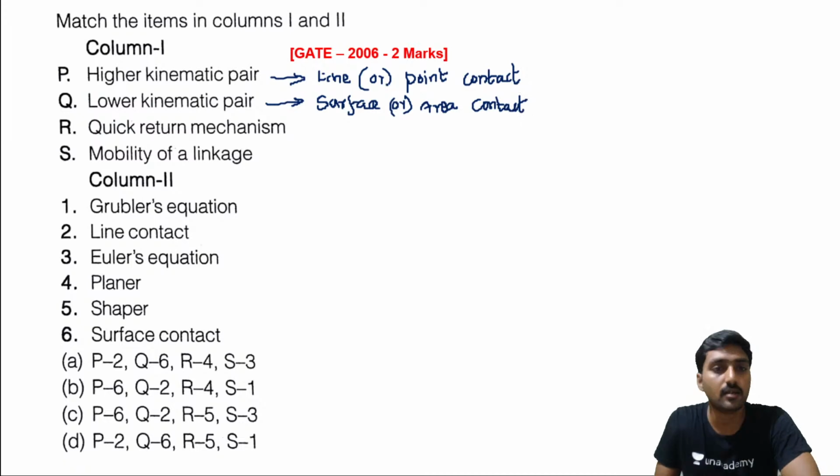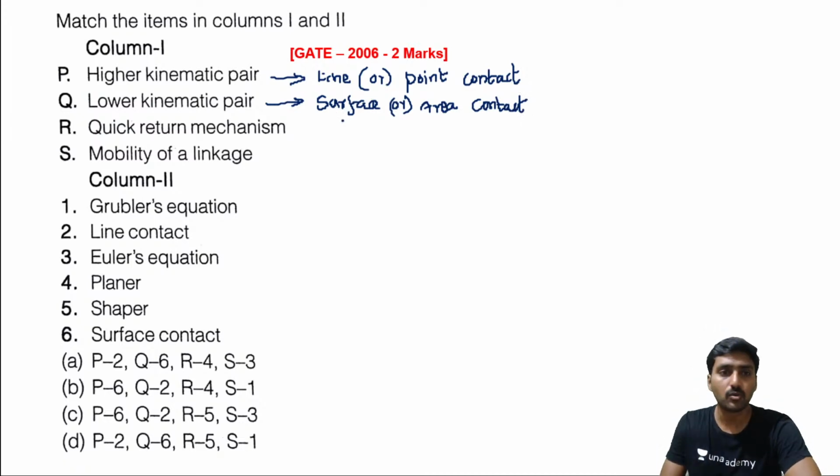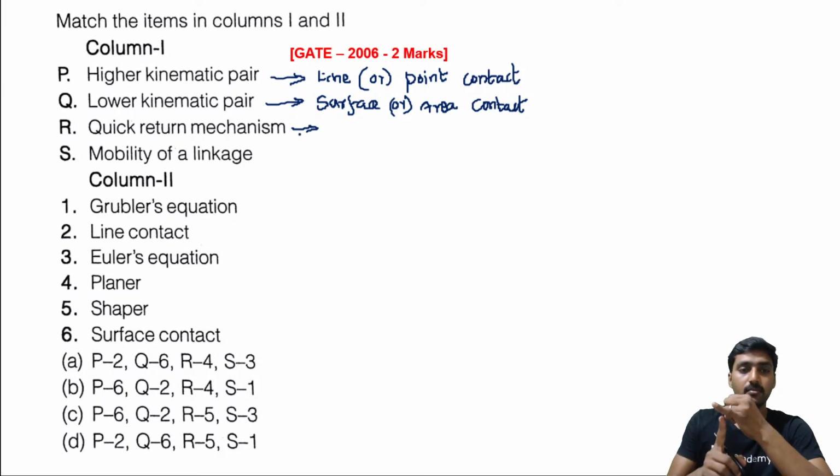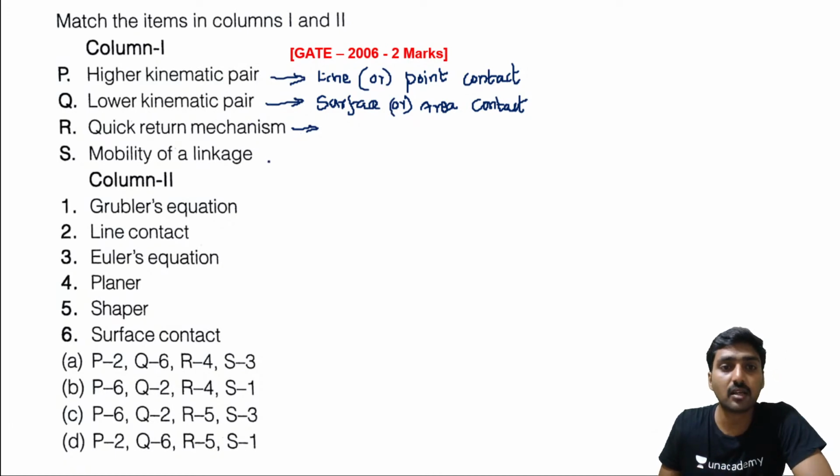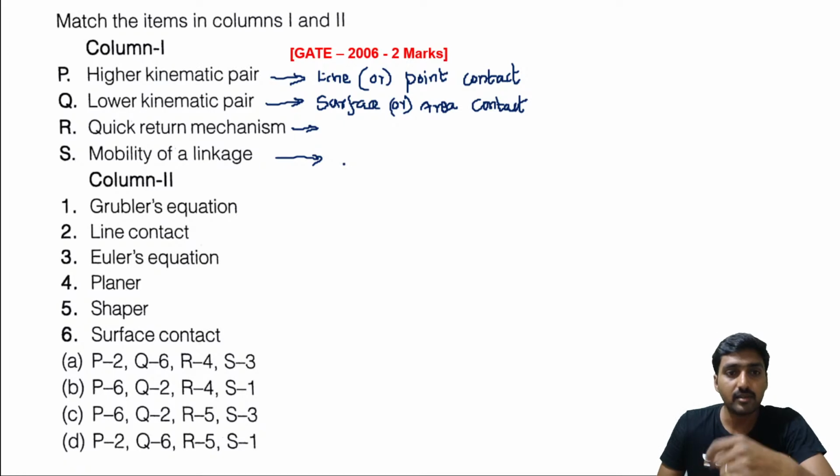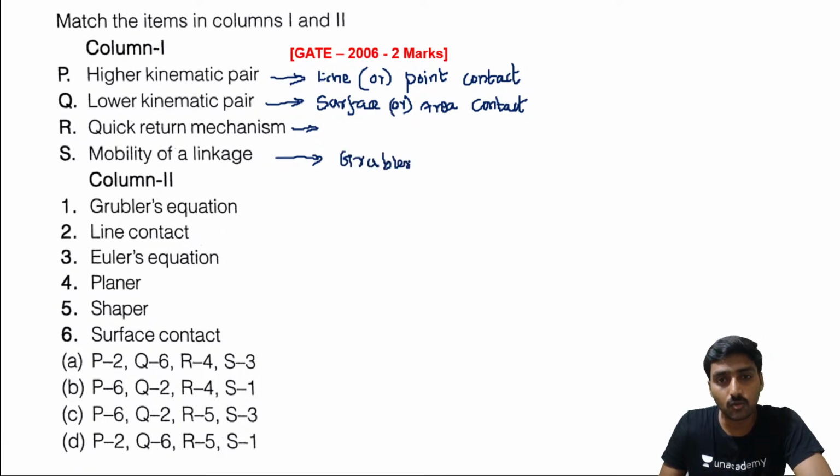Is it clear? Then quick return mechanism. What about the quick return mechanism? So coming to the quick return mechanism, we are using the quick return mechanism in the shaper machine. Mobility of the linkage, that is degrees of freedom, is completely based on the Kutzbach criteria, or directly we can take it's a Grubler equation. Mobility of the planar mechanism, it's a Grubler or Kutzbach equation. So these are the things.